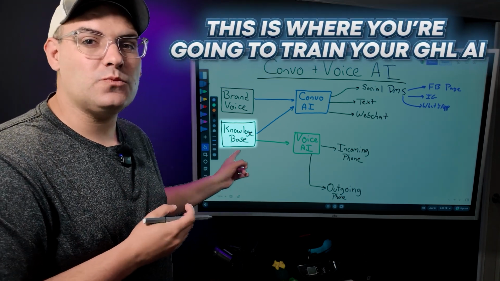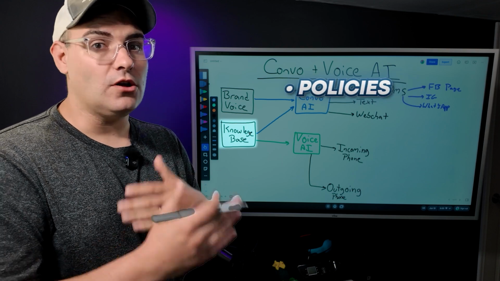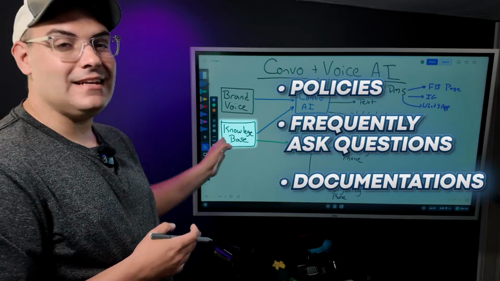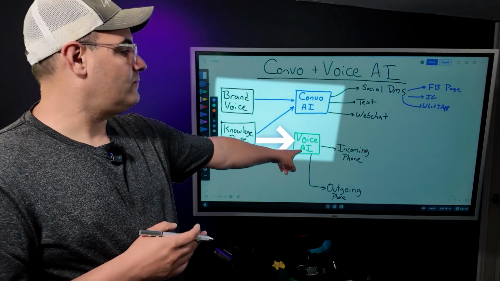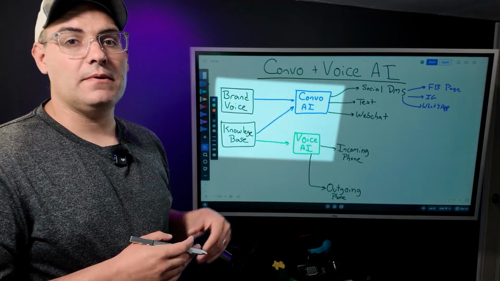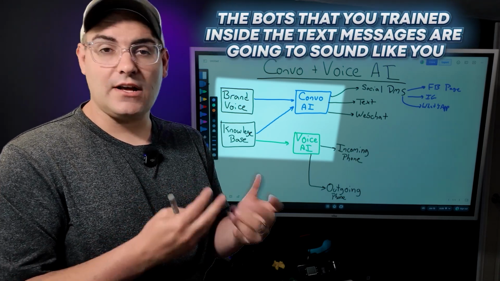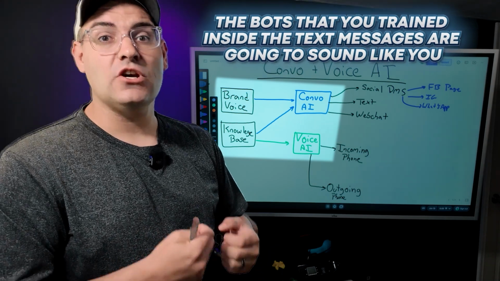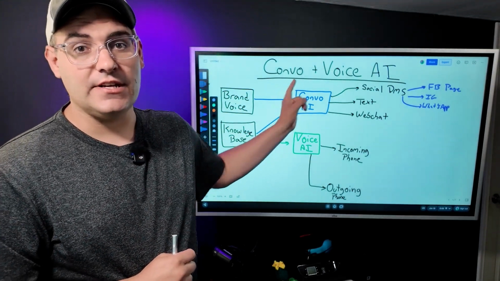But basically, this is where you're going to train HighLevel's AI on all of your policies, all of your frequently asked questions, all of your documentation, all that stuff is going to happen inside of the knowledge base. And all of that information is going to be fed both into voice AI and conversational AI. And then the brand voice is also going to be pulled into conversational AI so that the bots that you train inside all of the text messages are going to sound like you or sound like somebody who works at your business who's aligned with your brand. So both of those are going to pull into both conversation and voice.